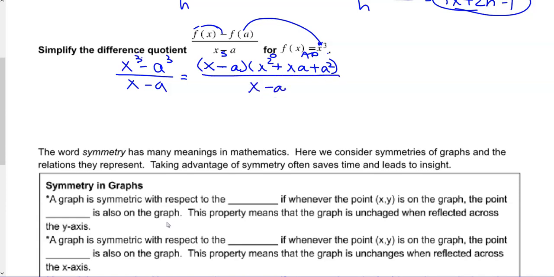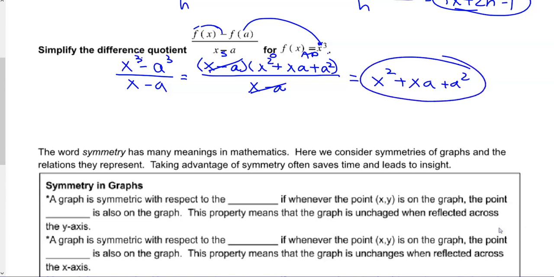So notice now that I've factored that difference of cubes, this is going to cancel out that binomial, leaving me with x squared plus xa plus a squared as my final answer. So again, those are going to be very, very important. You want to make sure you practice those. Get enough paper. Don't try to squeeze it down. Don't try to do it all in your head. Make sure that you write it all out.